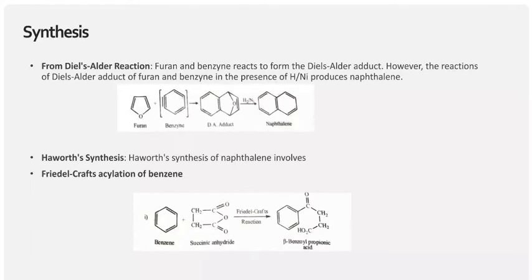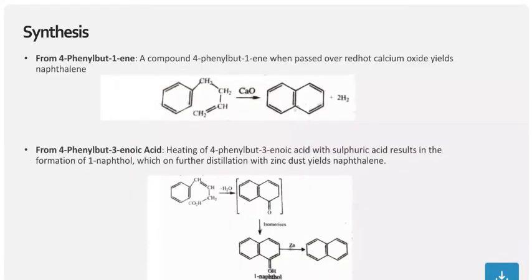Haworth synthesis. The Haworth synthesis of naphthalene also involves Friedel-Crafts acylation of benzene. You can see the acylation occurs at one position. And then 4-phenyl butene, the compound 4-phenyl butene when passed over red hot calcium oxide yields naphthalene. Now, from 4-phenyl but-3-enoic acid, heating of 4-phenyl but-3-enoic acid with sulfuric acid results in the formation of 1-naphthol, which on further distillation with zinc dust yields naphthalene. So look at here.